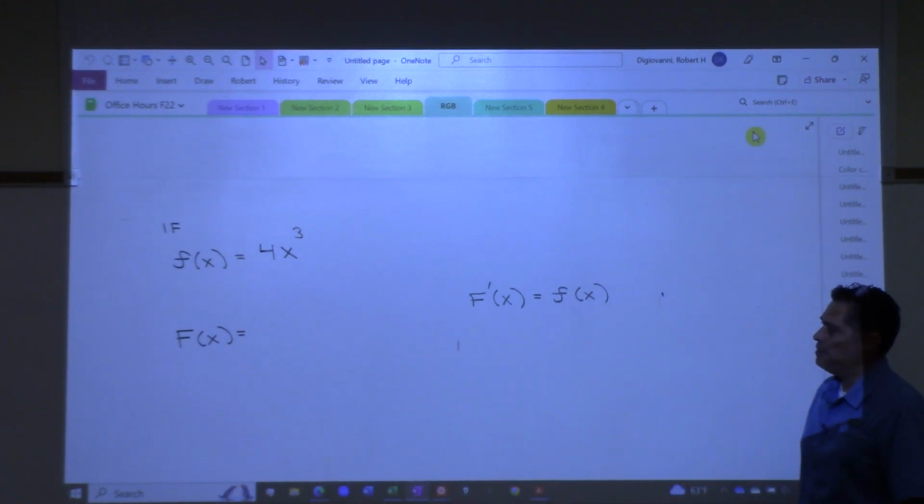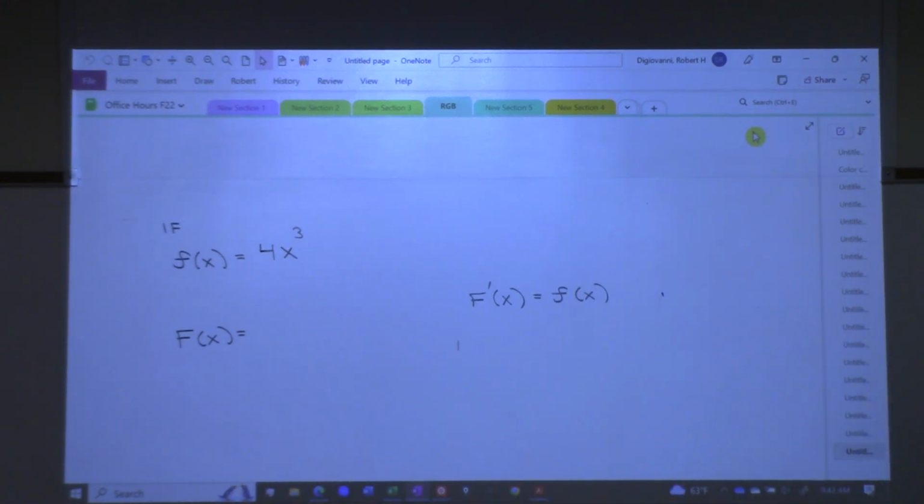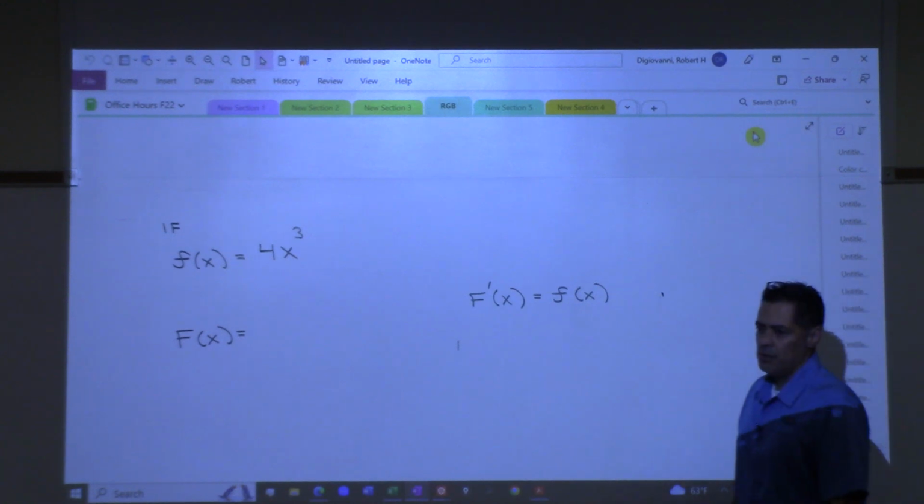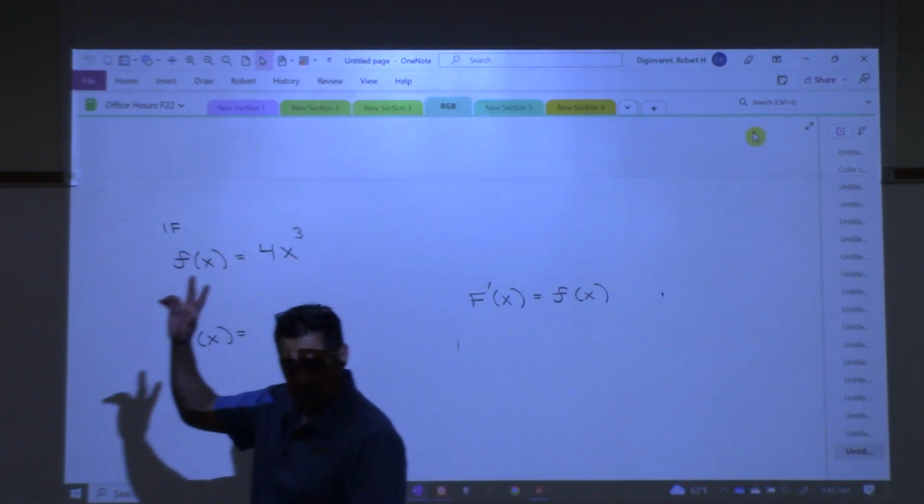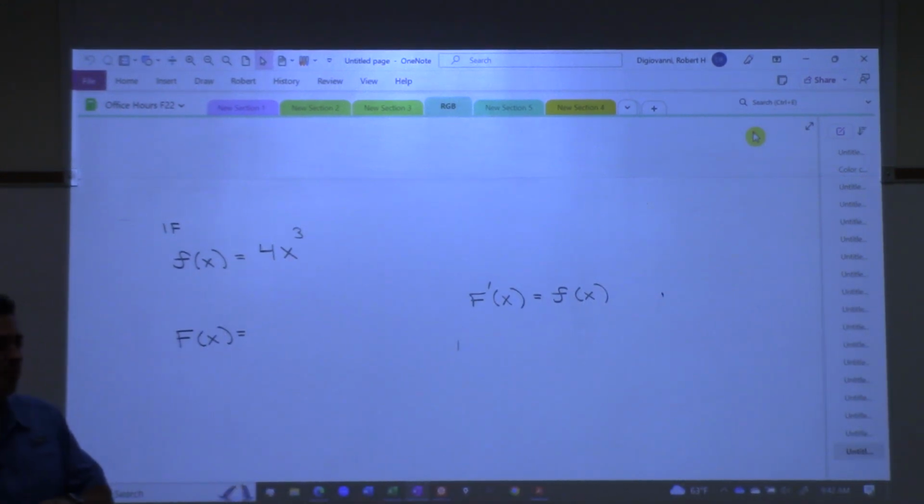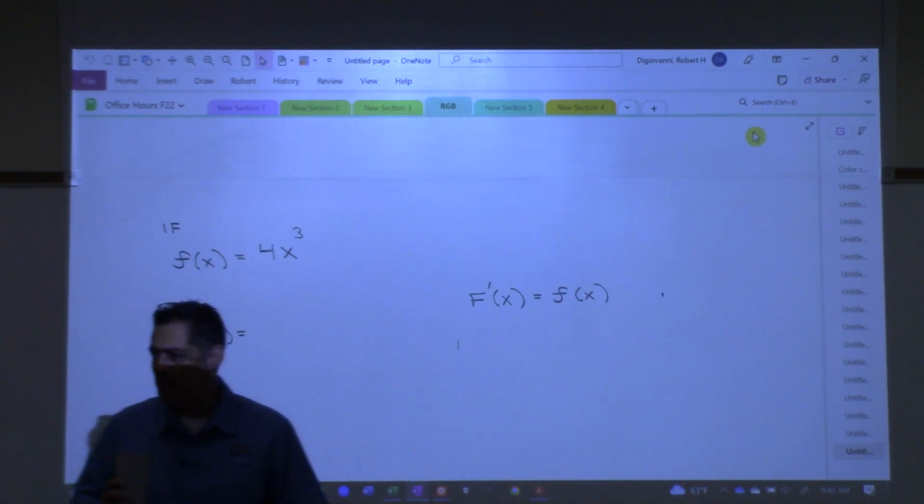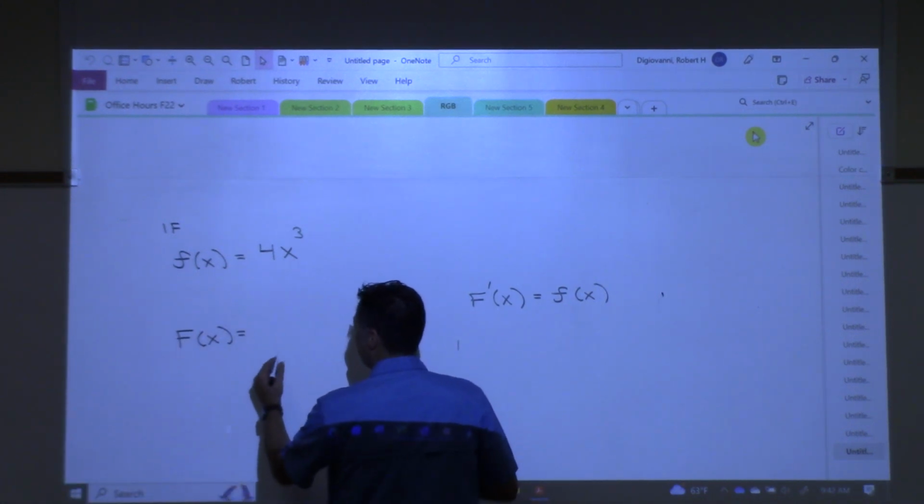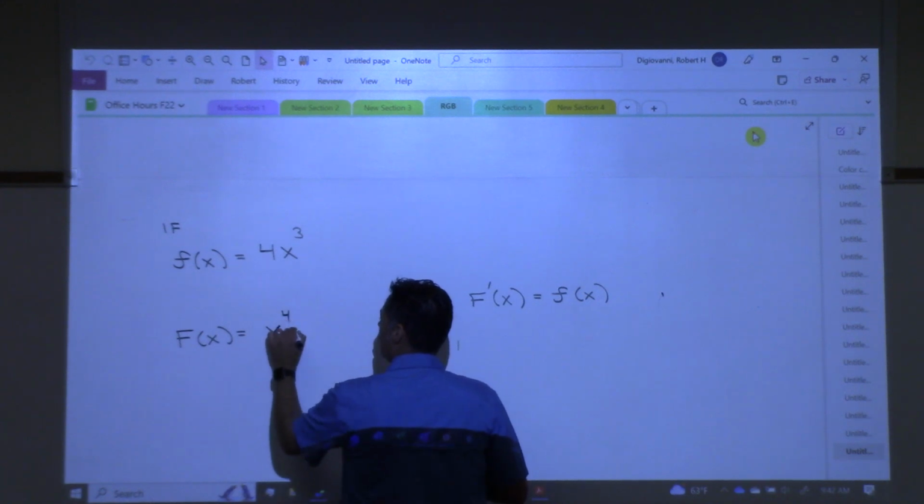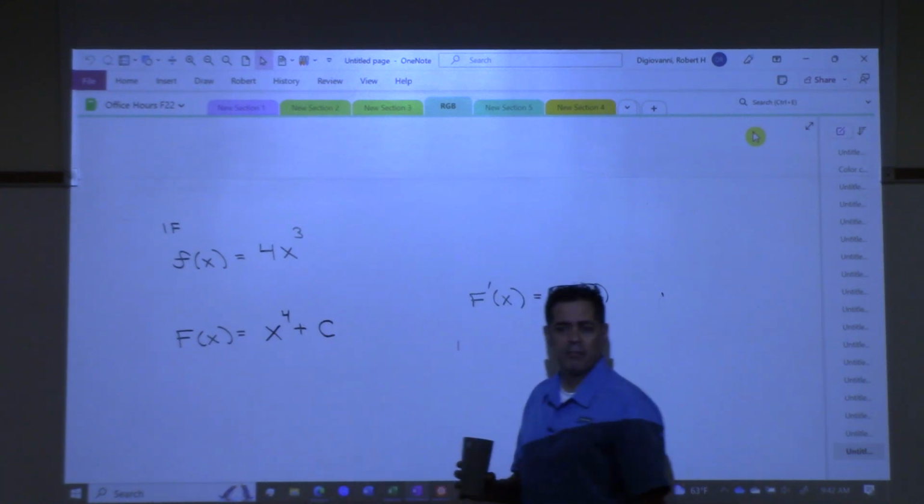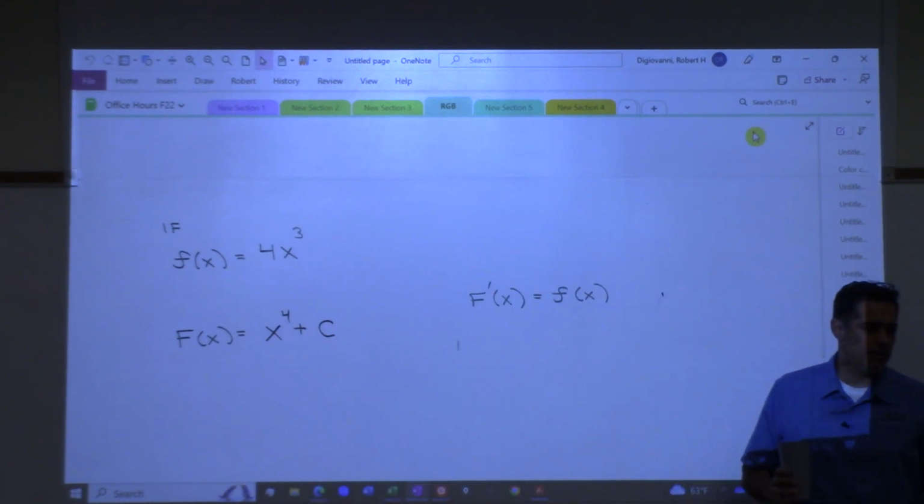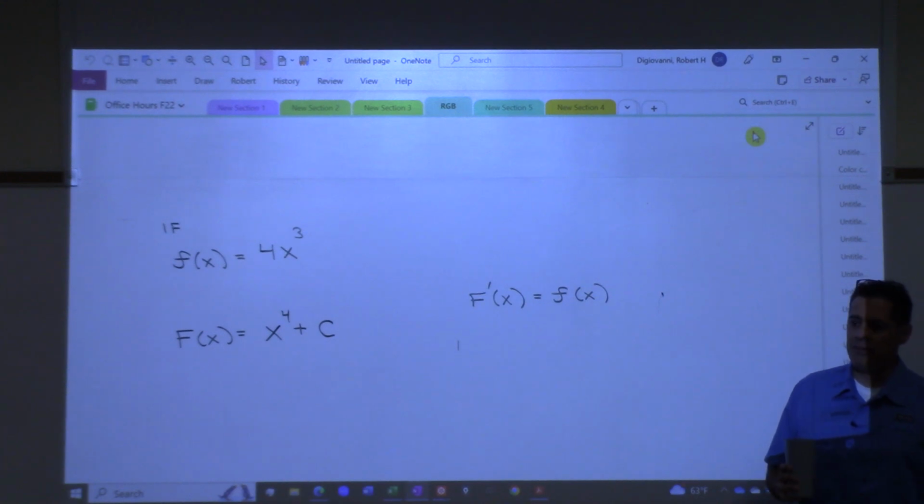Raise your hand if you want to answer. Antiderivative, please. Somebody? X to the fourth plus c. I just want to give everyone opportunity. What do you say? X to the fourth plus c. What do y'all think? Take the derivative of that, you get 4x cubed, right? We have to have the plus c there because that covers all possibilities, doesn't it?